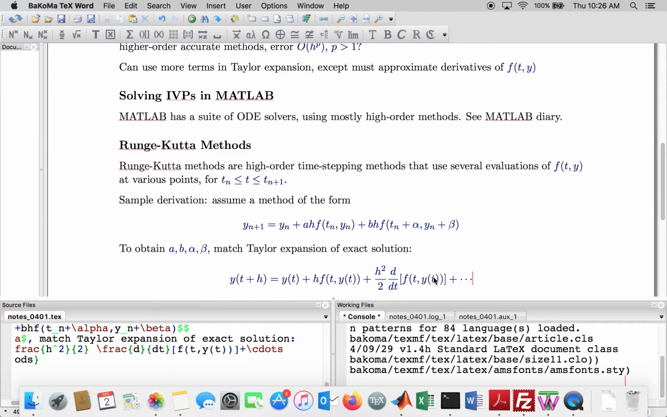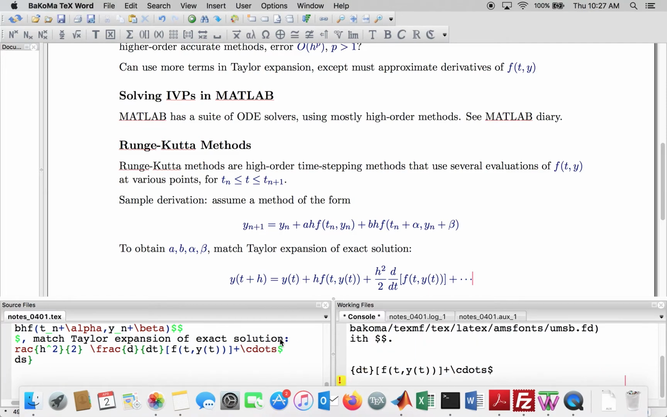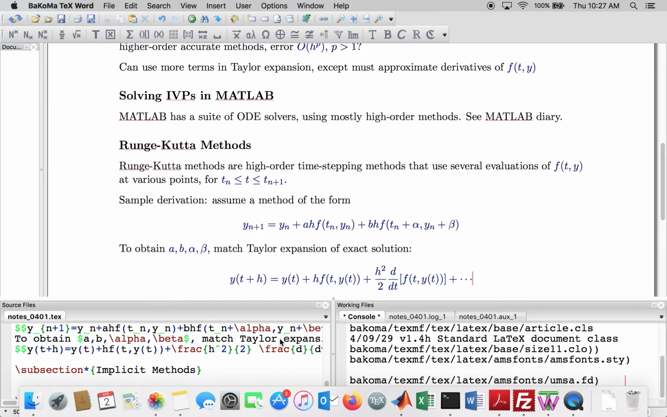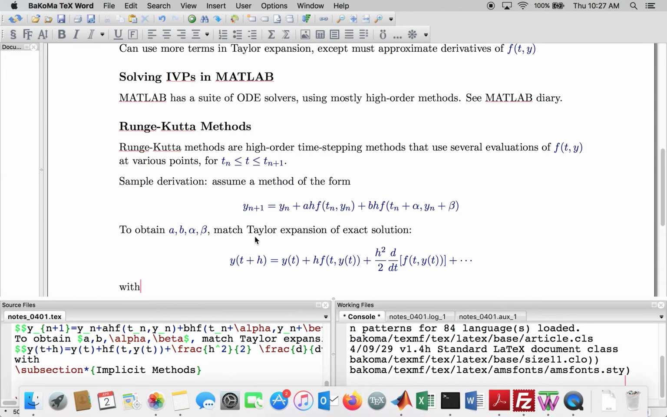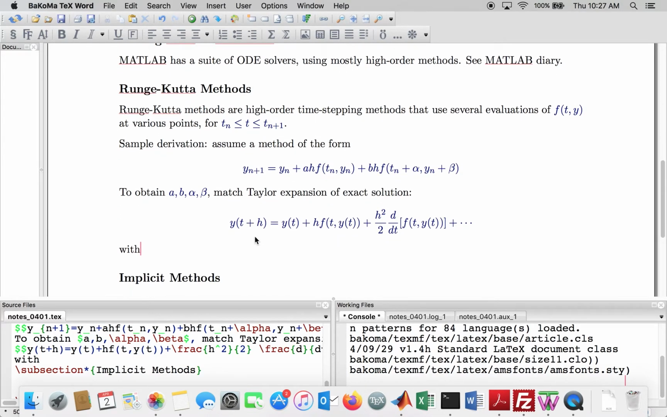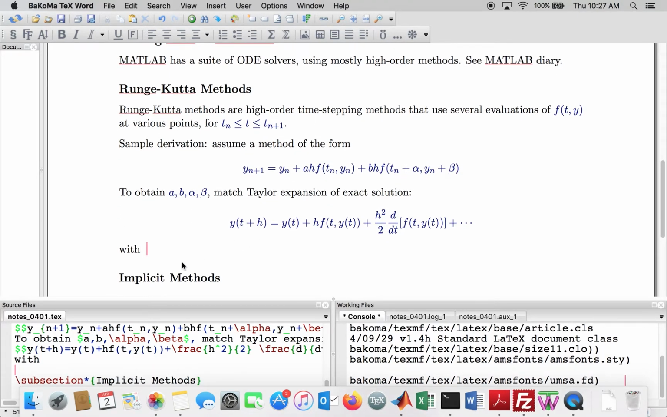And so the idea is we want to try to match at least up to this point. The next term will be h cubed over 3 times the third derivative, but we won't be needing that for this derivation. If I had more unknowns, then I would. So then I'm going to substitute the exact solution into my proposed method.